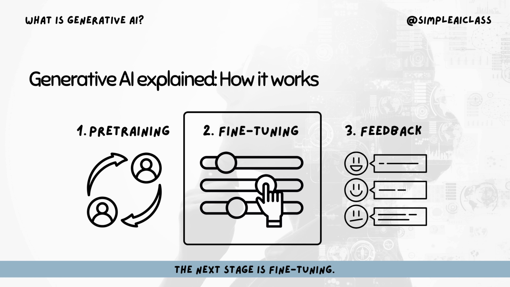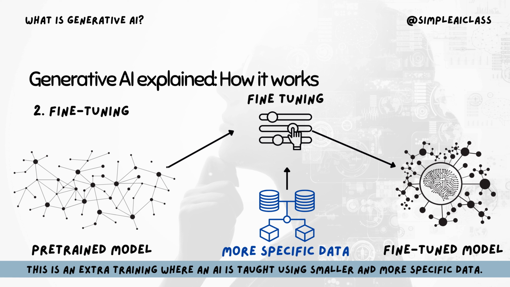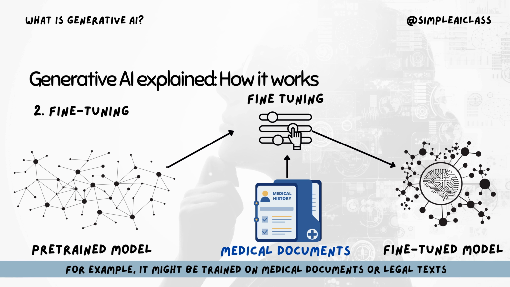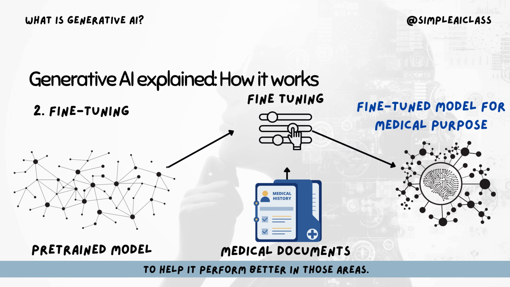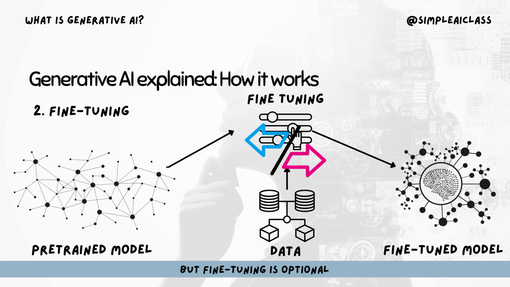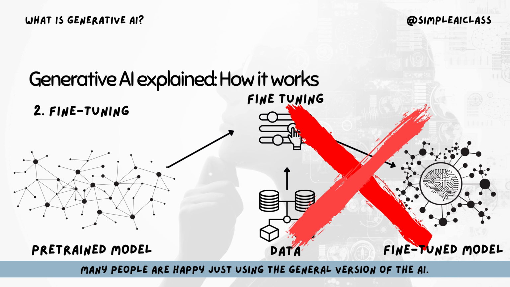The next stage is fine-tuning. It is an extra training where an AI is taught using smaller and more specific data. For example, it might be trained on medical documents or legal texts to help it perform better in those areas. This makes the AI more accurate for specific tasks. But fine-tuning is optional. Many people are happy just using general versions of AI.